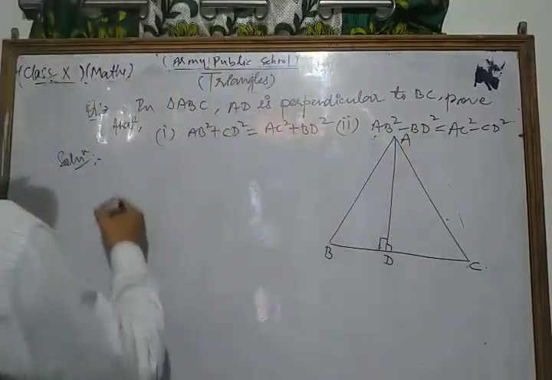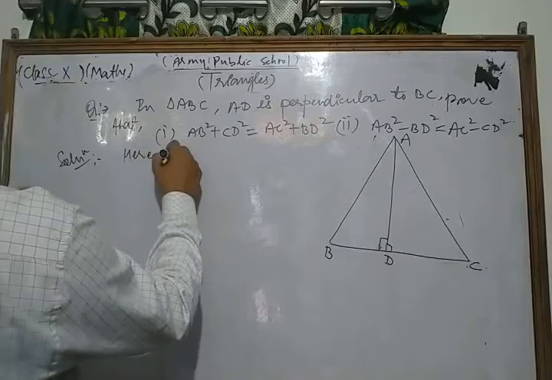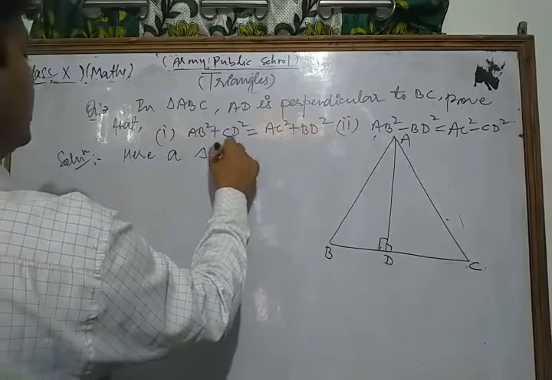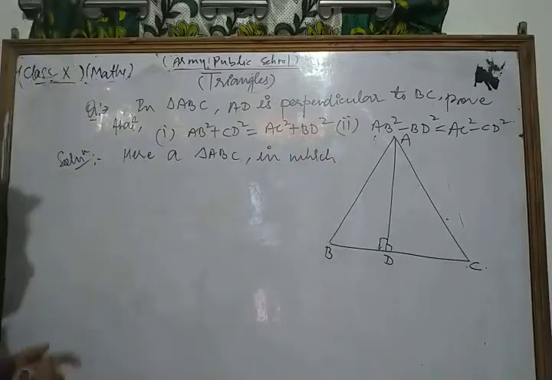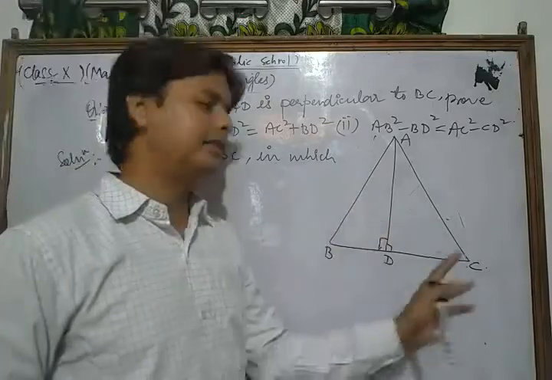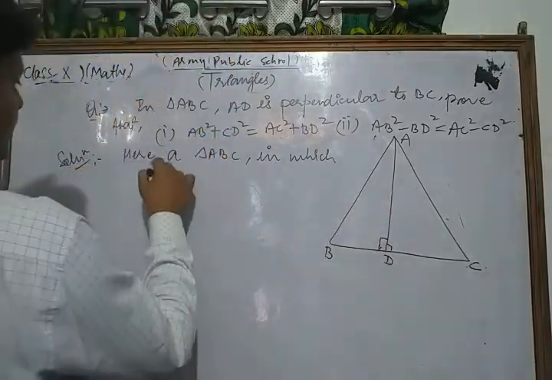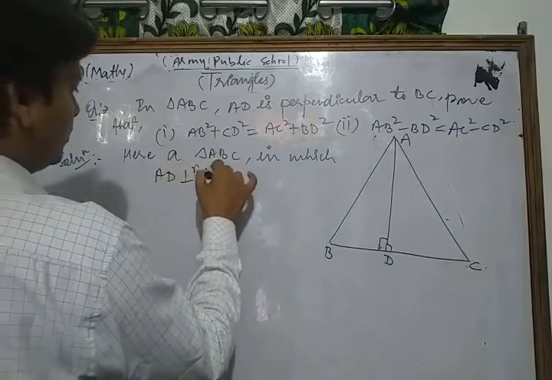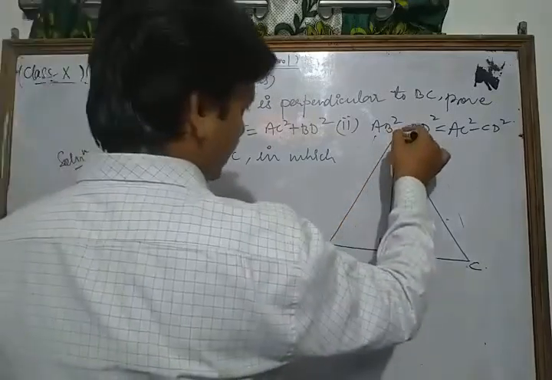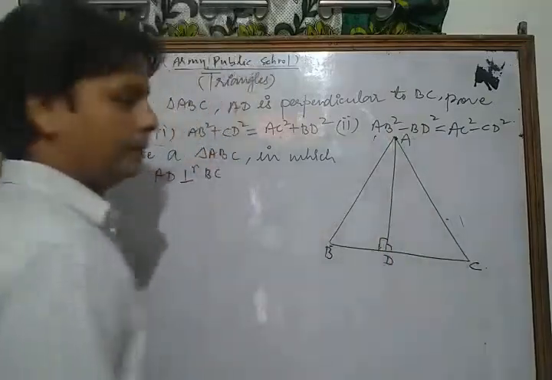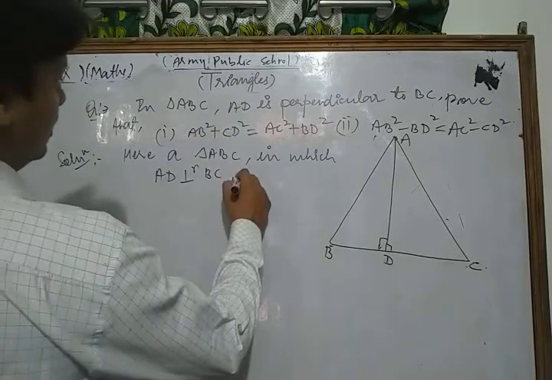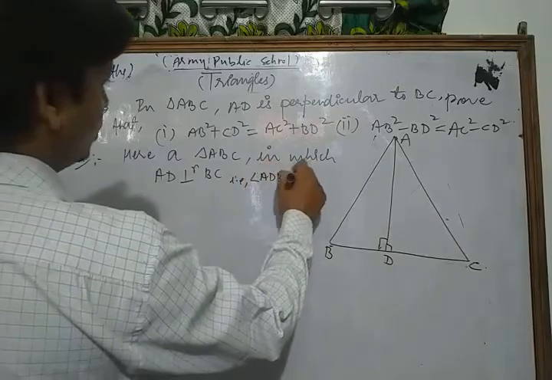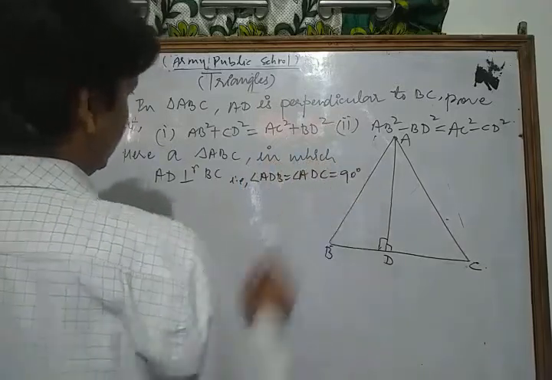90 degrees. Now let's say here is a triangle ABC in which AD is perpendicular to BC. That is, angle ADB is equal to angle ADC is equal to 90 degrees.